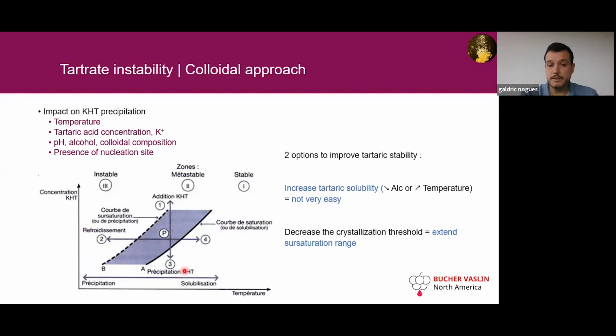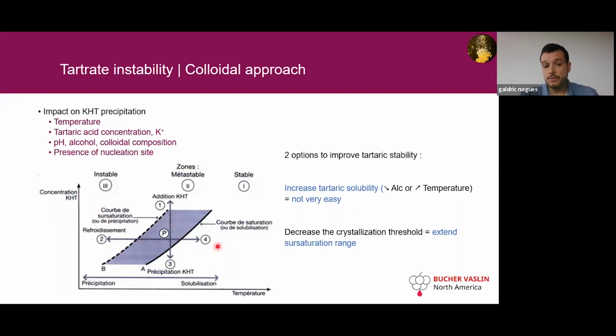When I am in between, at a certain temperature and a certain concentration, I'm in what we call a metastable zone, which means I have KHT which is still in balance, but not very stable, not very unstable. So I can have an initiation of nucleation, for example, but it doesn't go until crystallization. When I pass this line, it's done. I go to a tartrate instability.